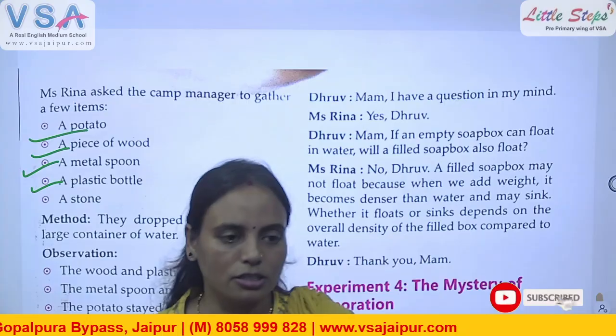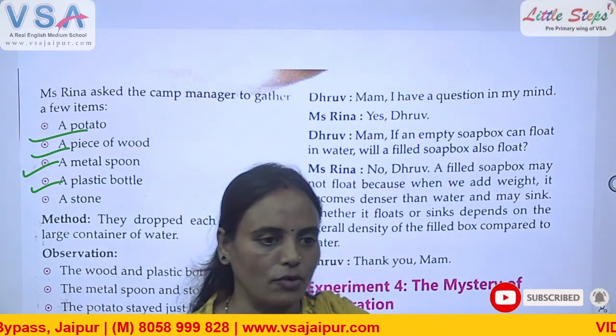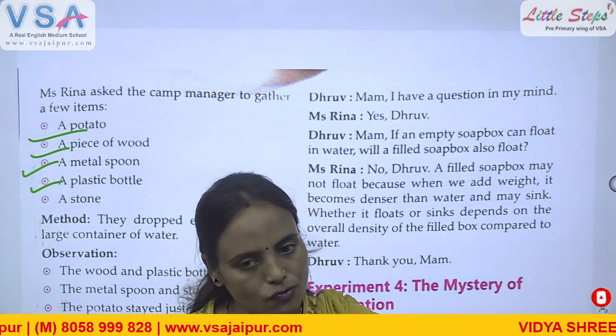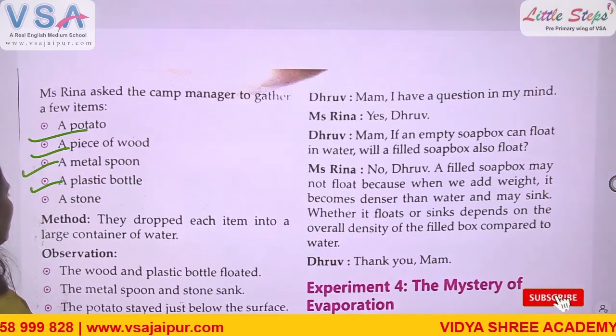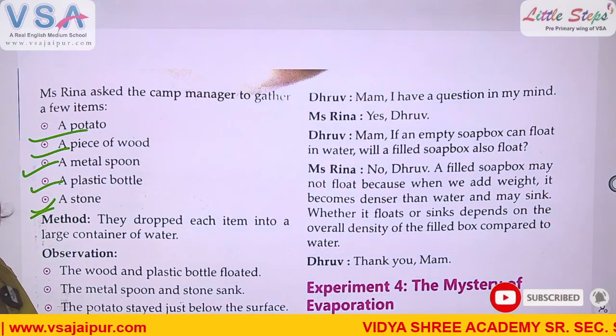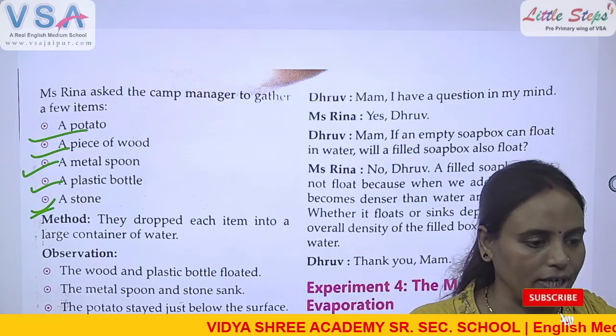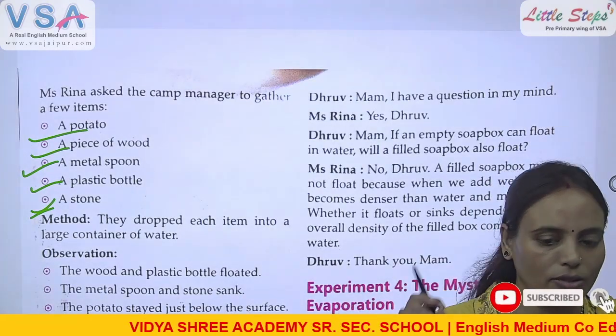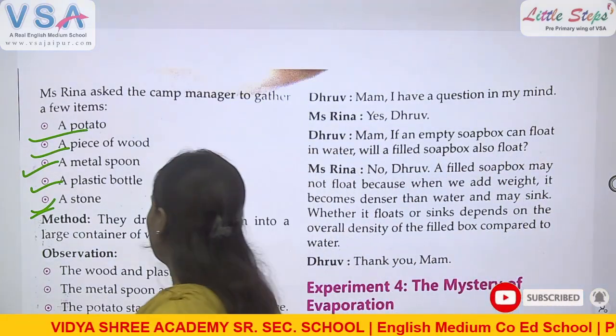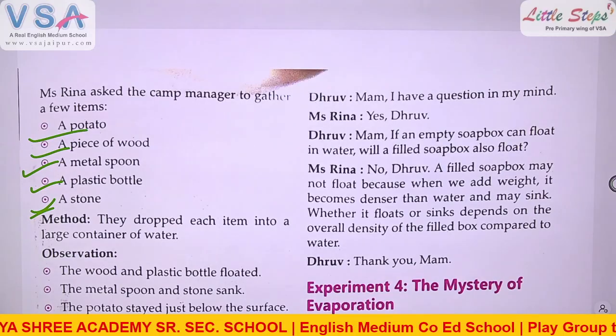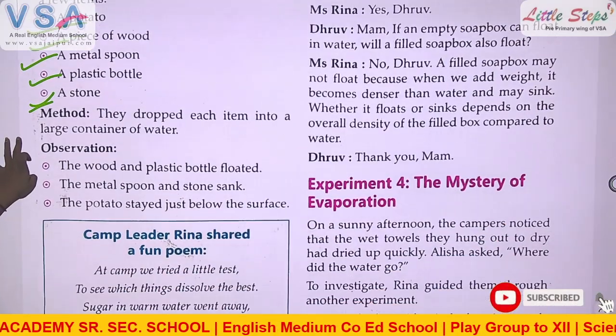The metal sinks and the plastic water bottle floats on water. Very good. Okay, what happens with the stone? It sinks because it has heavy weight, right? So it sinks in water. Got it? So they dropped each item into the large container of water.